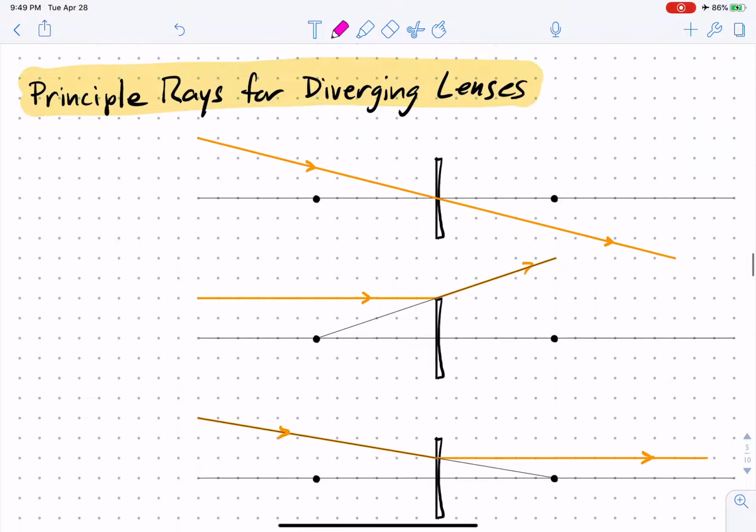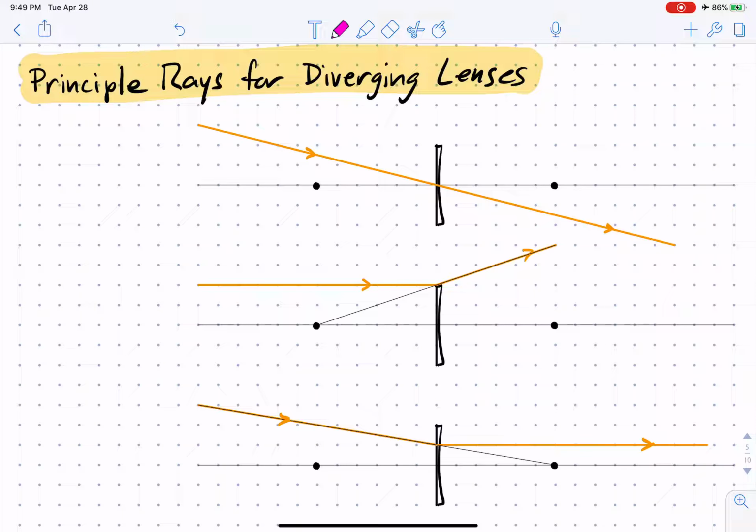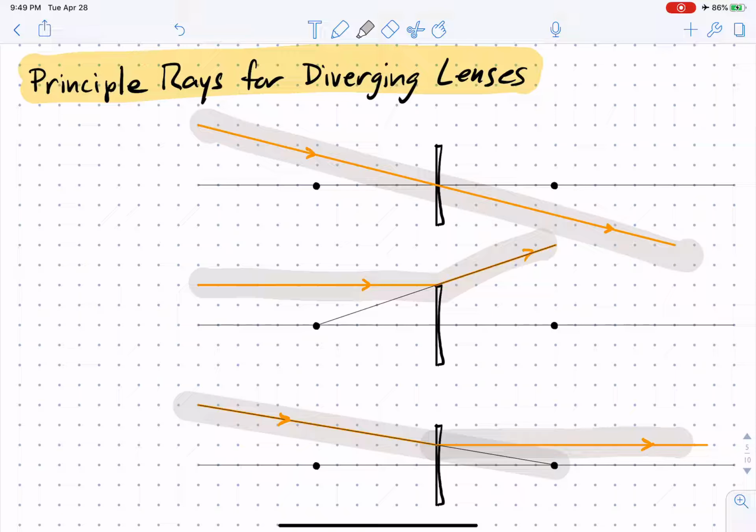This could also be written in terms of principal rays. Okay, so we have the one going straight through the center. We have the one diverging away from the focal point. The third one is just like we showed with the converging lens, it works both ways. If you come in towards the far focal point, it actually leaves parallel. So those are the 3 principal rays for a diverging lens. They're a little different.